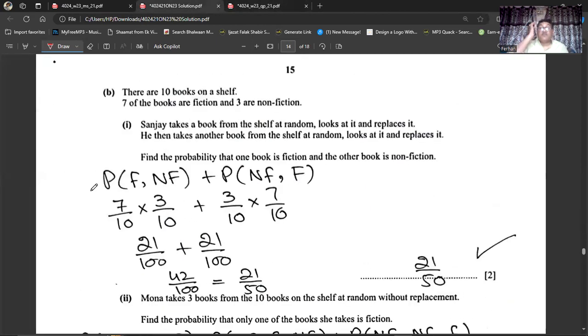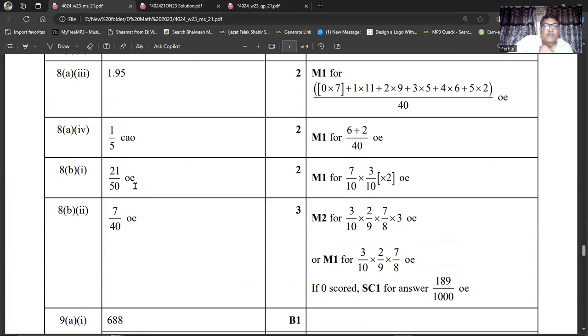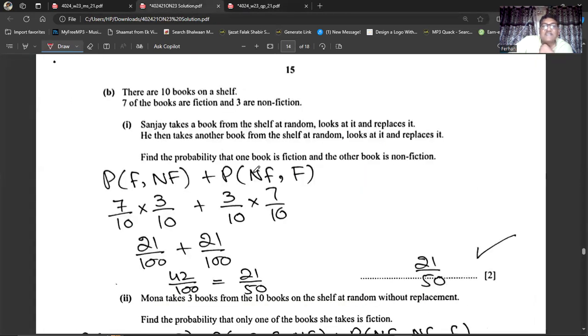because they have replaced the book, so the total will not change. So they are asking us to find the probability of fiction, non-fiction, plus the probability of non-fiction, fiction. So fiction is 7 by 10 multiply non-fiction is 3 by 10. So 7 by 10 multiply 3 by 10 plus 3 by 10 multiply 7 by 10. So it's 21 by 100 plus 21 by 100. That's 42 by 100. And when you simplify that with the 2, you will get 21 by 50. So the probability of getting a fiction book and one non-fiction book, with replacement, will be 21 by 50. And you can see 21 by 50 is the right answer. This is how this is done.